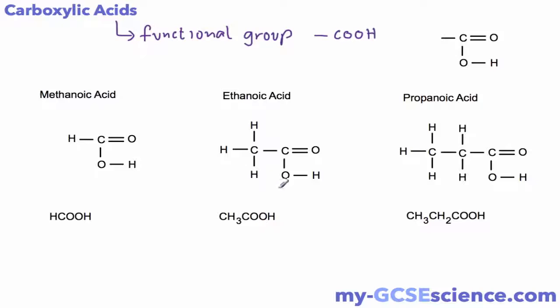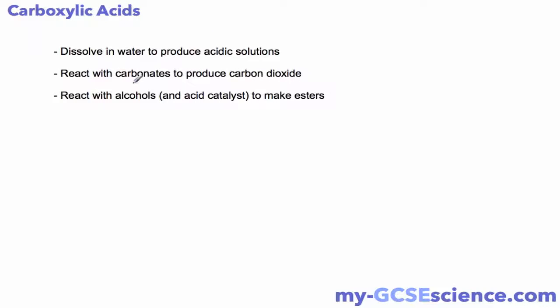Now, there are a couple of features you need to remember about the carboxylic acids, and they are as follows. They dissolve in water to produce acidic solutions. Remember, our alcohols produce neutral solutions, but our carboxylic acids produce acidic solutions, and if you think about it, that makes sense. Carboxylic acid makes acidic solutions. Remember also that they can dissolve in water.